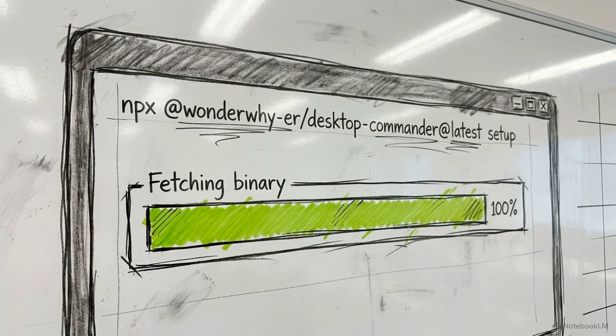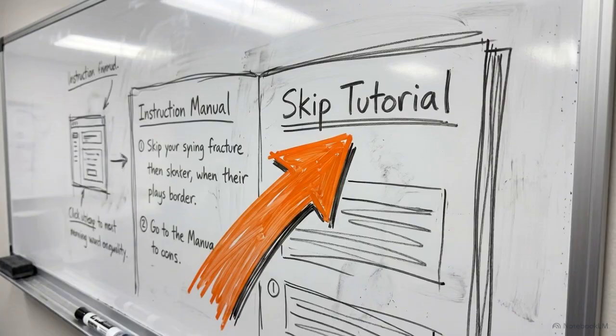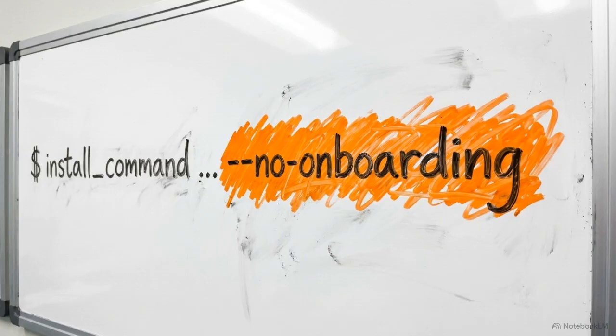Type npx @wonderwhy-er/desktop-commander@latest setup. This command fetches and compiles the latest binary directly from the registry. If you prefer to skip the automated beginner tutorials that populate upon your first successful command, you can append the --no-onboarding flag to the end of that string.